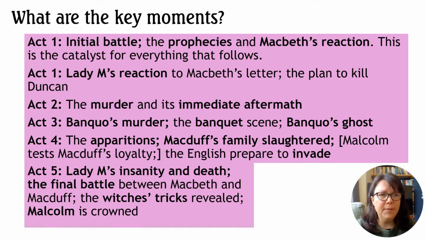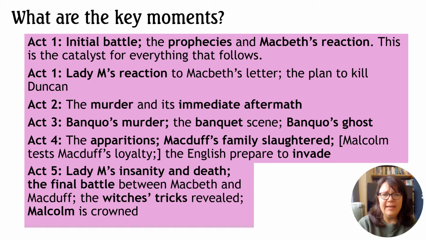So what are the key events that I think you should be referencing in every single essay that you write? In Act 1, we've got Act 1 split into 2 halves really. You've got the initial setup of the narrative with the battle and the prophecies and Macbeth's reaction. Then you've got Lady Macbeth's reaction to the letter and the plan to kill Duncan. And you would need to deal with those. That sets up lots of the narrative, and you would need to talk about all of those things. In Act 2, you must talk about the murder of Duncan and the immediate aftermath. Remember, it's quite a small act, but it's very significant. Act 3 focuses on Banquo's murder, the banquet scene, and Banquo's ghost. So that's quite nice and precise, and in a lot of ways, you can deal with those all together quite well in a lot of detail.